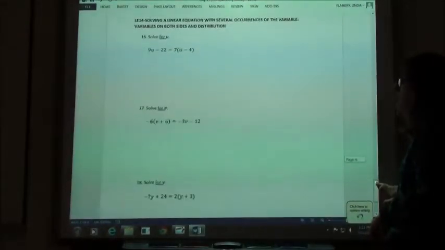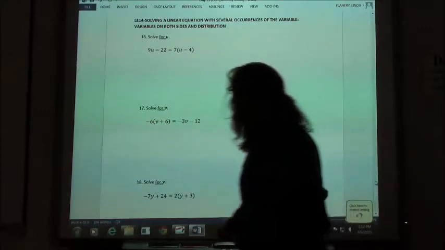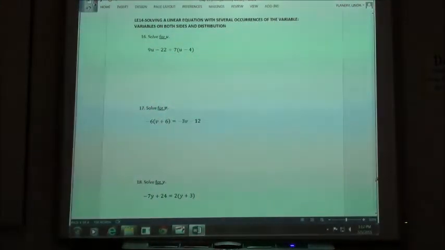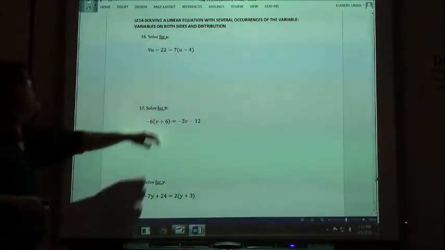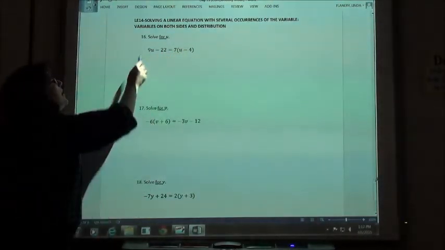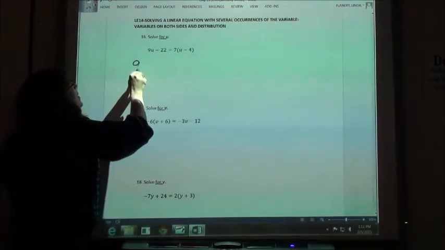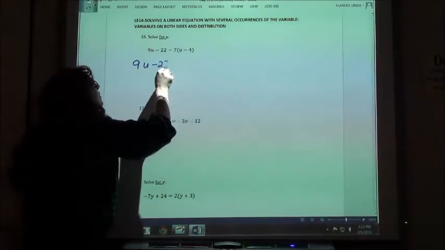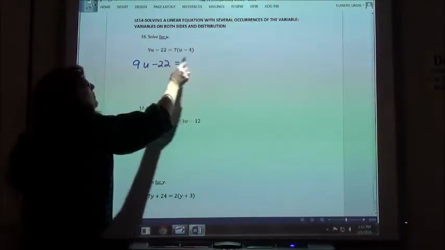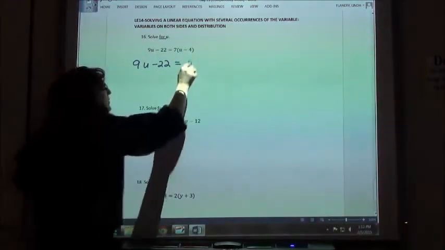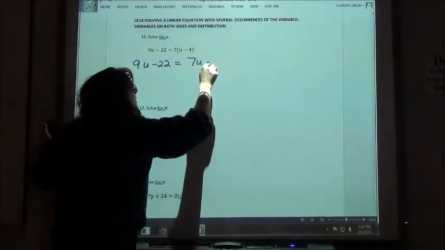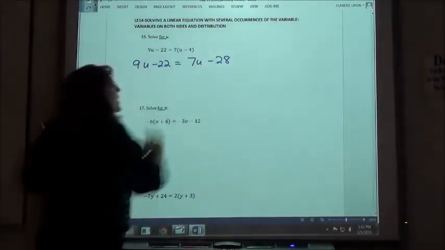And now we have one where we're going to have variables on both sides instead of variables just on one side. Again, we have the parentheses, so we know anytime we see those, we got to get rid of those and use our distributive property like we did before. So we're going to do that side. This side is going to stay the same for now. 9u minus 22 is going to equal, and if I multiply times 7, 7u minus 28, right?